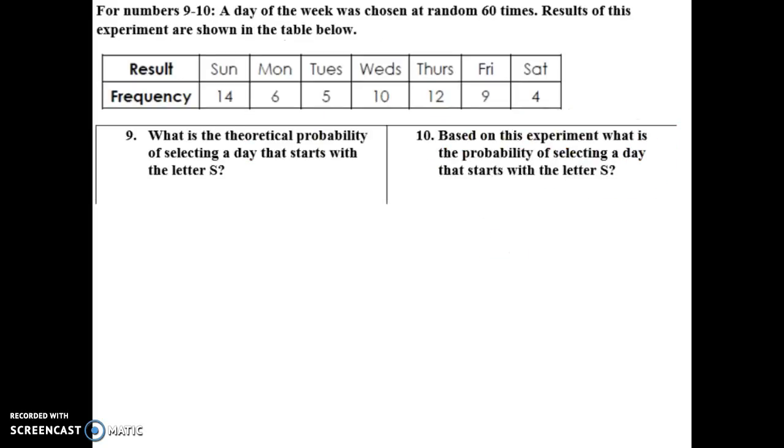For numbers 9 and 10, we have something very similar like this on the test. It says a day of the week was chosen at random 60 times. So 60 times. Remember that. Don't waste your time and add all these up. The results of this experiment are shown below. Number 9 says what is the theoretical probability. When we're talking theoretical, we are not using any of these numbers. This is strictly in theory. So day of the week, we know that's going to be 7. And then it says day that starts with the letter S. Here's 1. Here's the other. That's going to be 2 out of 7.